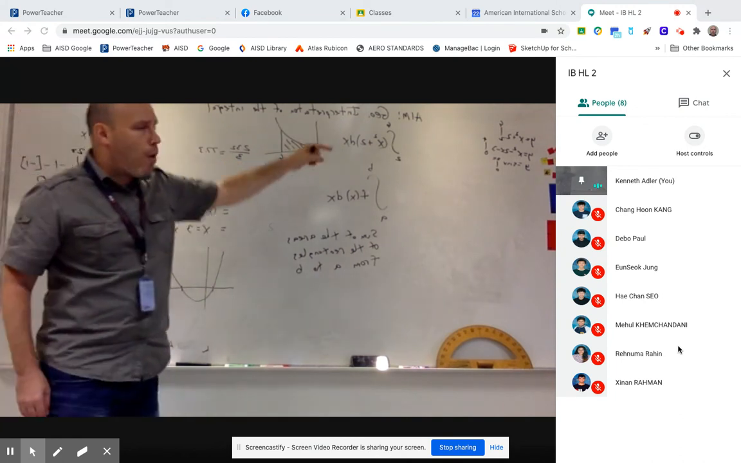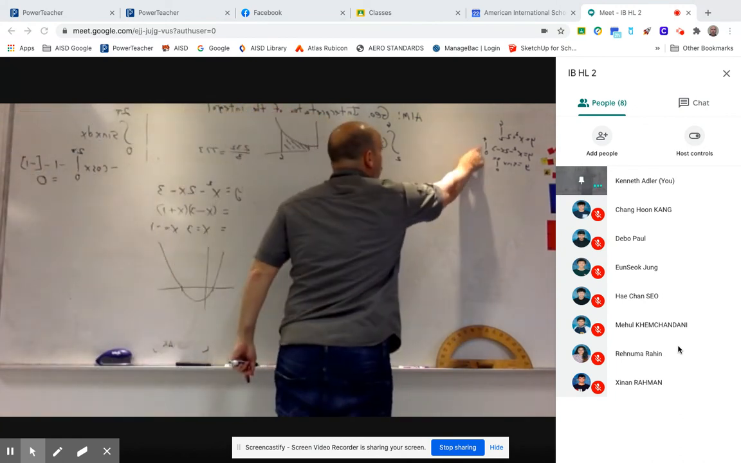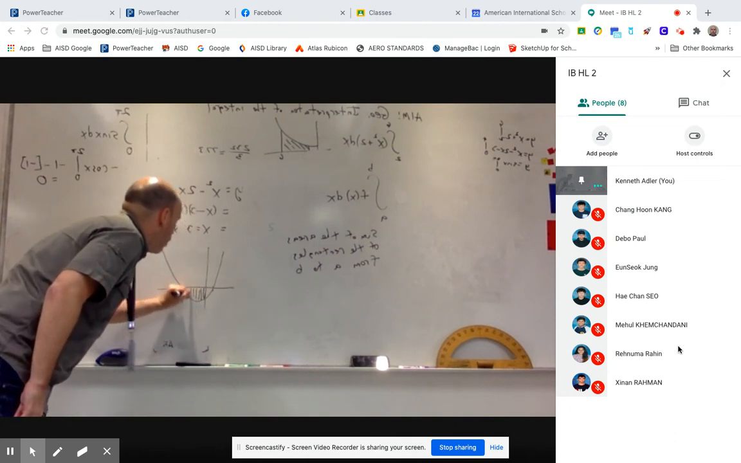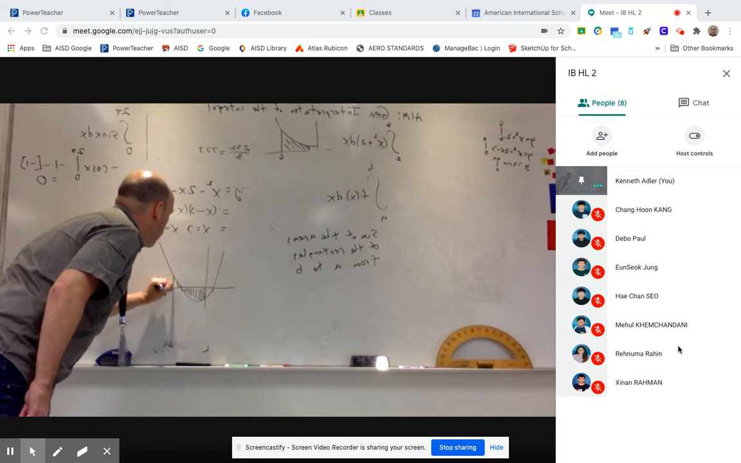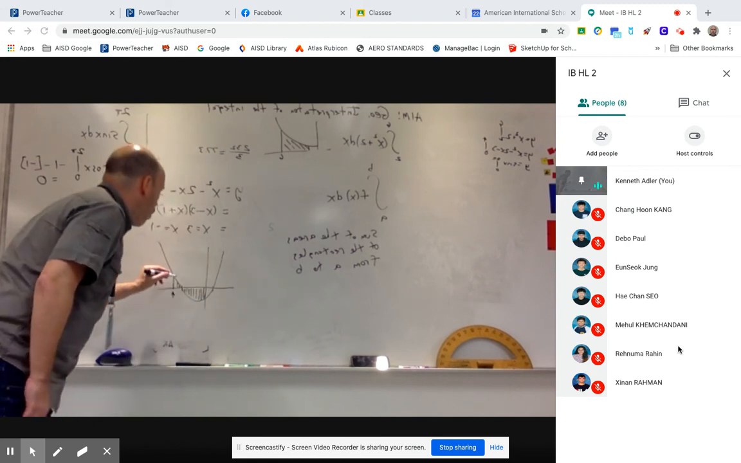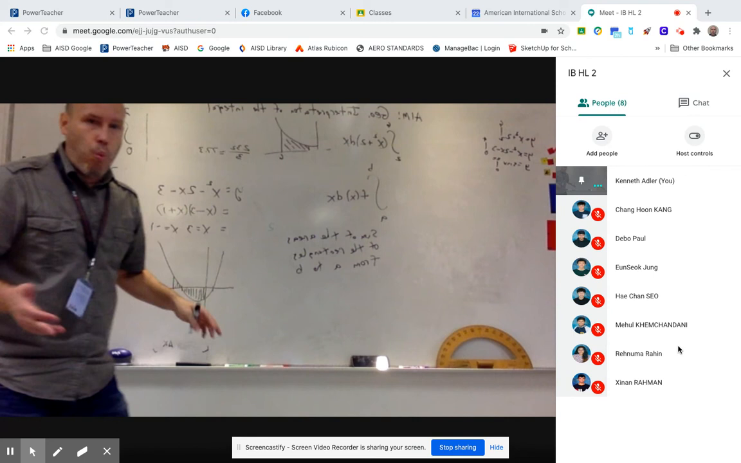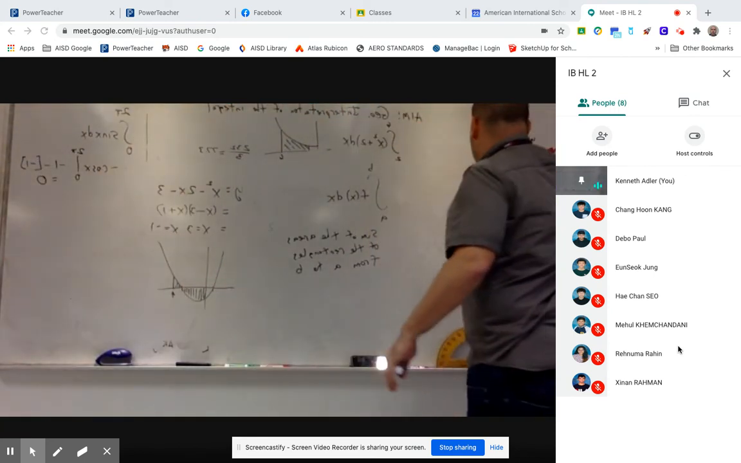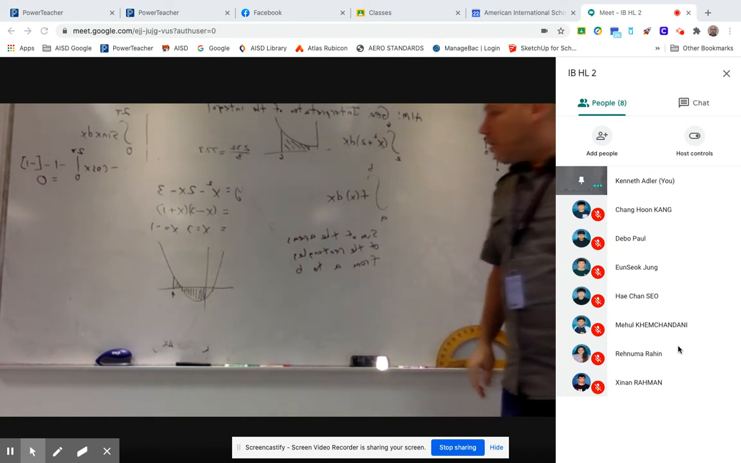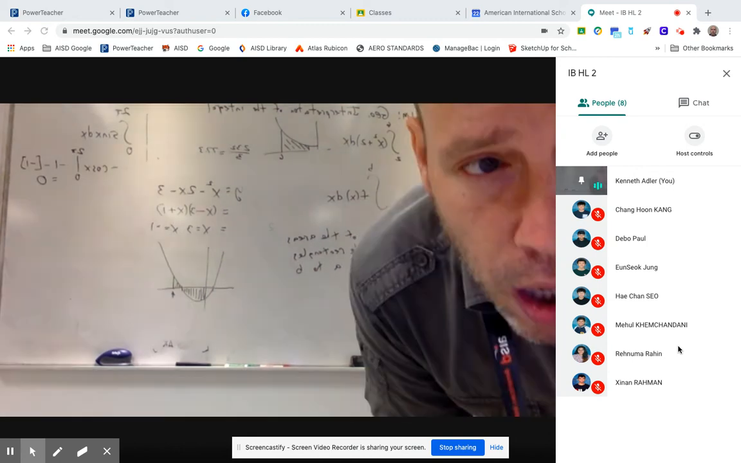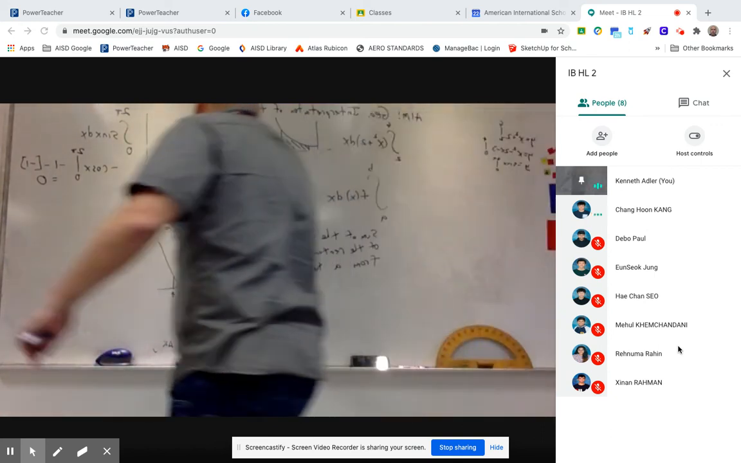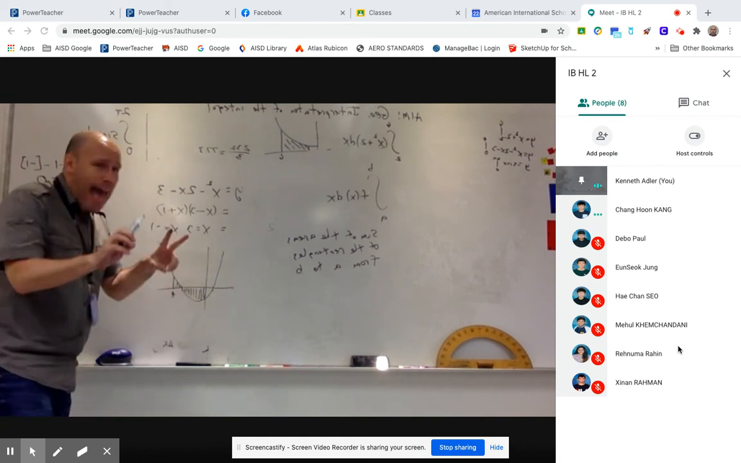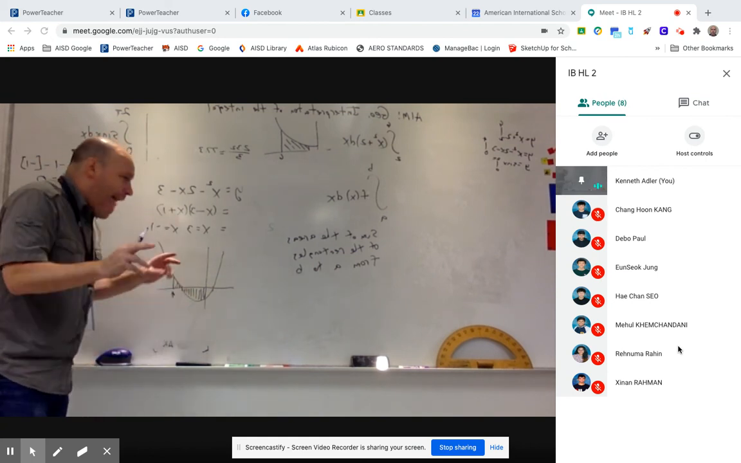Now, in that original question, I asked you to find the area from 0 to 4. So what's the issue? Why are we getting negative numbers for this answer? Chang, why would this give us negative numbers? The graph is under the x-axis. Yeah, so we're technically going to get some negative areas.